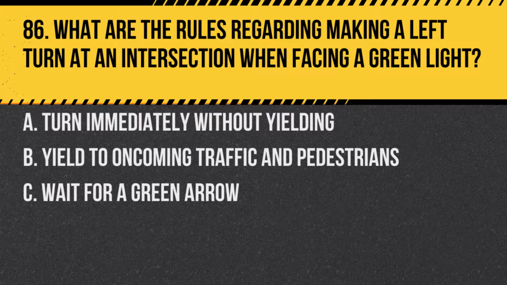Question 86. What are the rules regarding making a left turn at an intersection when facing a green light? A. Turn immediately without yielding. B. Yield to oncoming traffic and pedestrians. C. Wait for a green arrow.